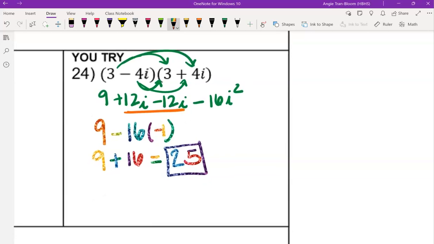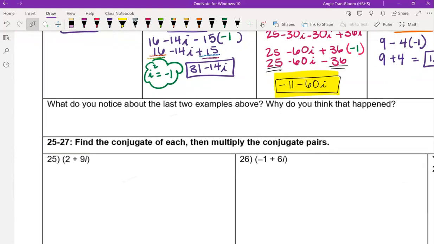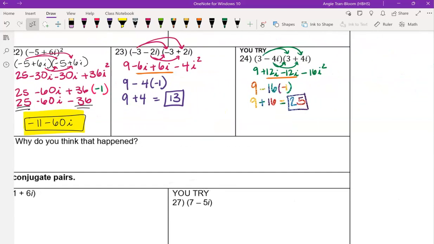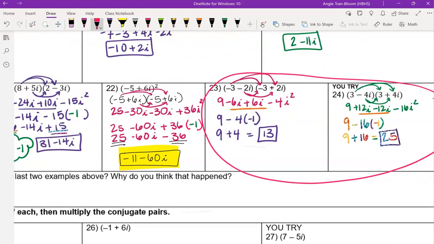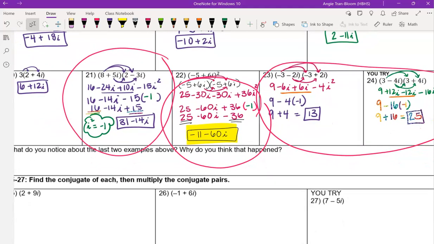25 it is. Again, if you didn't get the same answer, can you please look at your work, analyze where you went wrong, and then try to fix it, okay? Now, what I would like for you to answer is this. What do you notice, okay, about the last two examples above? Why do you think that happened? So what I want you to see is what is going on with these last two answers, okay? How are they different from, like, let's say 21 or even 22? So write a complete sentence or two in that little box of ours.